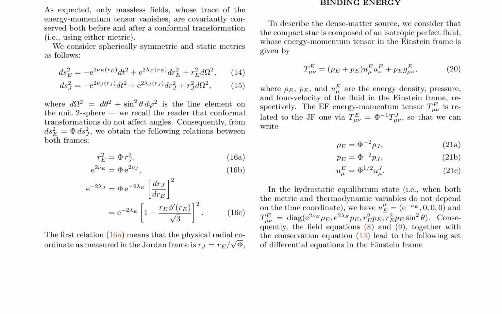In the hydrostatic equilibrium state, the modified TOV equations are derived from the field equations and conservation law, using the energy-momentum tensor components. These equations describe the structure of a compact star in scalar tensor theories, accounting for the effects of the scalar field on the gravitational field and fluid properties.